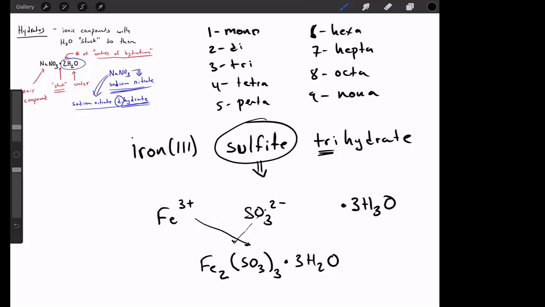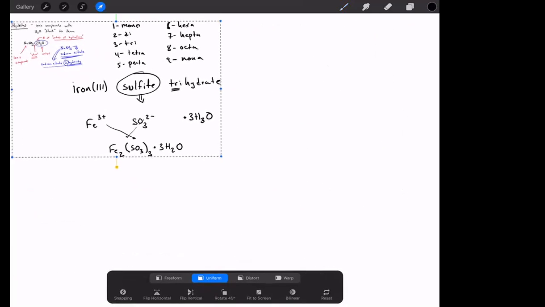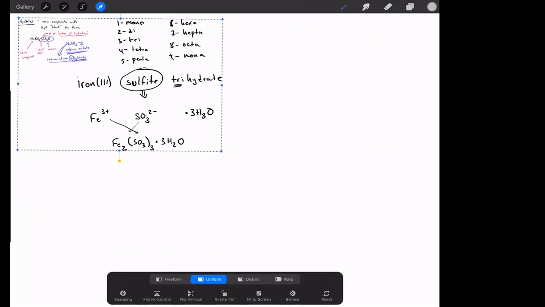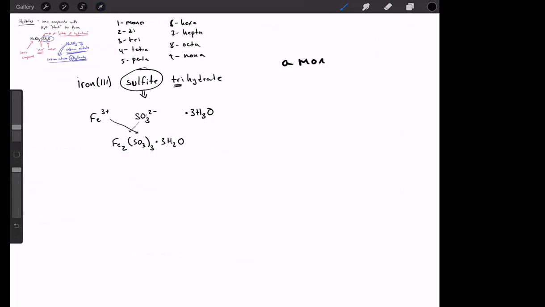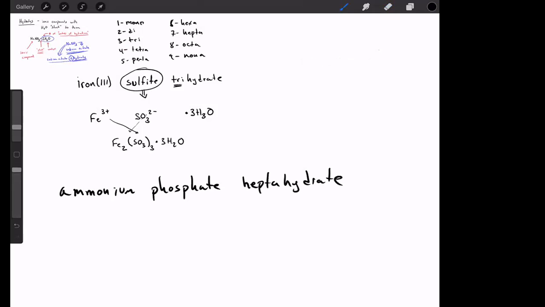So you could have something like this. What's the formula for ammonium phosphate heptahydrate? Again, heptahydrate. Hepta is 7. So that should be straightforward. 7H2O.